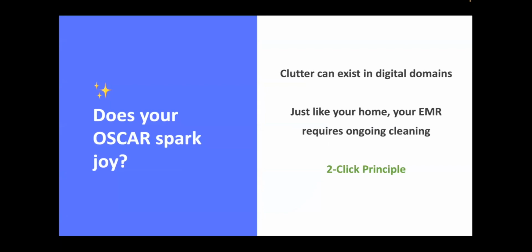And there's something called the two-click principle, which I really like as well. So the two-click principle is the information you seek on your computer, is it 2 clicks away, or are you spending lots of time searching for it? And if you are spending a lot of time searching for it, could it be cleaned up a bit?